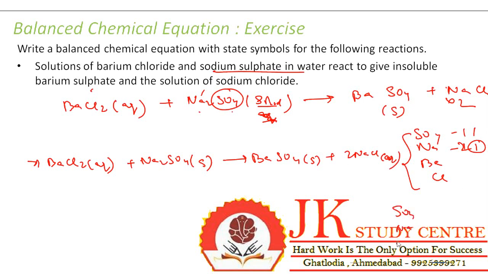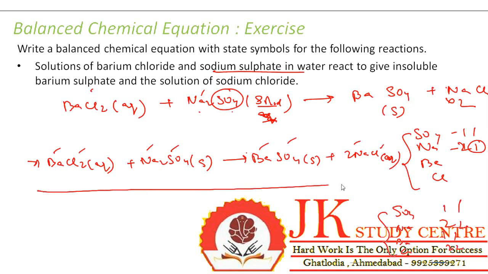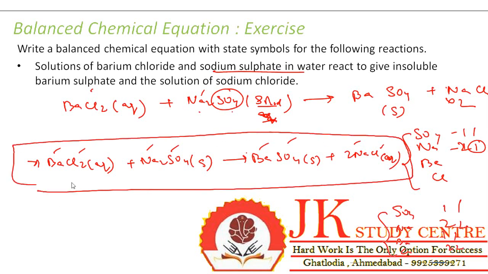Now again see if it is balanced or not. We have SO4, Na, Ba and Cl. Sulfate is 1 here, balanced. Sodium is 2 here, balanced. Barium is 1 here, balanced. Chlorine is 2 here and 2 here, balanced. Right? So it's a balanced chemical equation, and that is my answer.